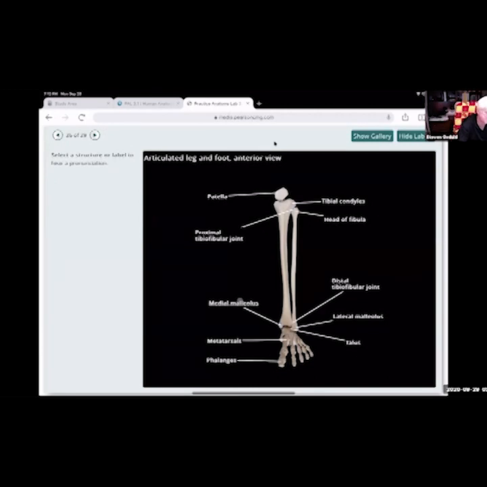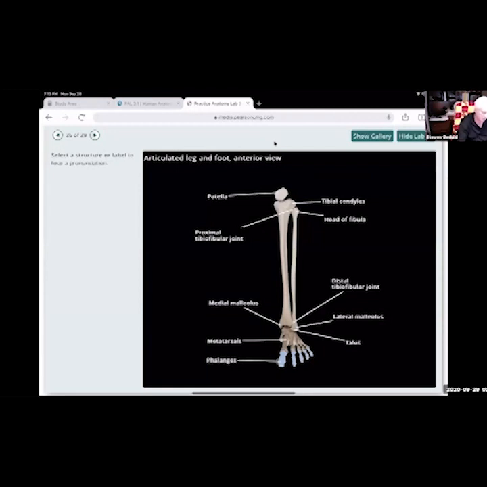You have the metatarsal bones, just like the metacarpal bones of the hand. These are the metatarsal bones of the foot, and the phalanges. And the same rules apply for the phalanges of the foot as for the hands. The hallux, or the big toe, has only 2 phalange bones. All the other digits have 3 phalange bones: a proximal, a middle, and a distal. The hallux only has a proximal and a distal.